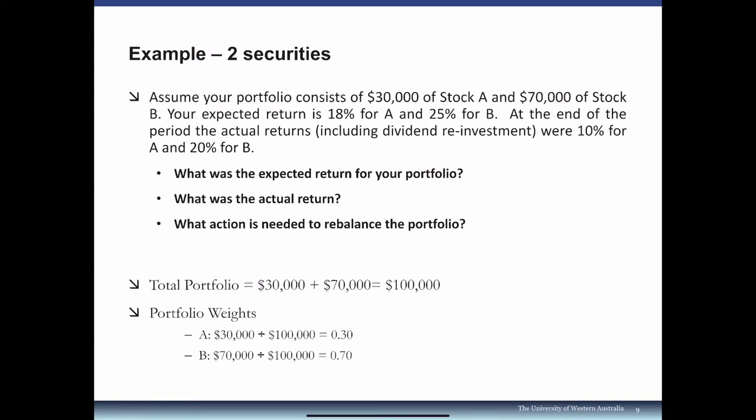It's just like if you want to allocate 30% to A and 70% to B, you do that at the start. But after one period, say after 1 year, each component, stock A and stock B, goes on a different trajectory. In this case, A has gone up by 10%, B has gone up by 20%. A's expected return was 18%, so 10% is just half of that, whereas B was expected to perform at 25% but only went up 20%. But relatively speaking, B outperforms A.